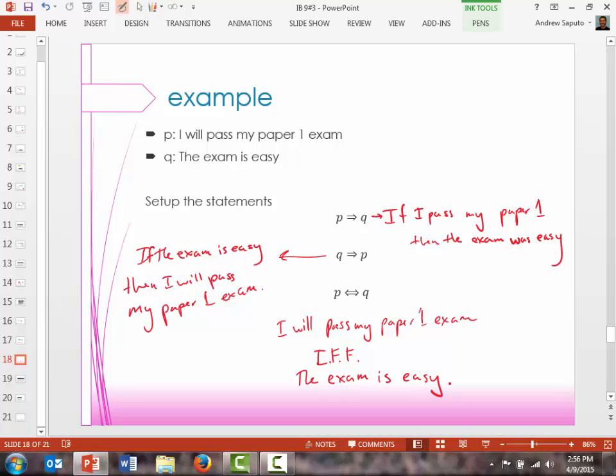Good. So what does this mean? This means that P if and only if Q occurs when each of these implications is true. Does that make sense? It's kind of like the intersection, kind of like the conjunction one. But we're dealing with the 2 implications.